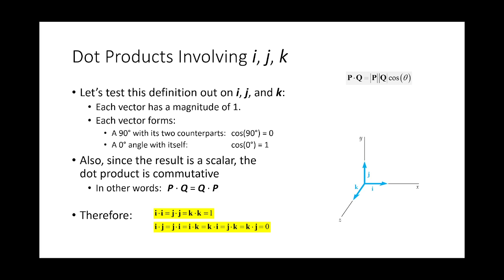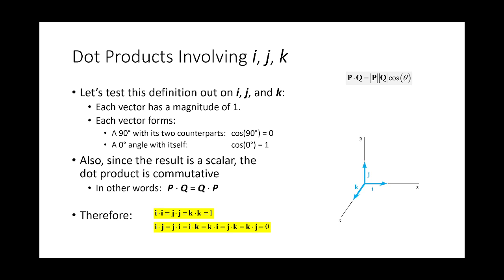So let's think about what that means. Let's take one of these vectors and dot it with itself. So let's take I dot I. The magnitude of I is 1, right? So if I go back to my definition, I want the value of the dot product to be the magnitude of the two vectors times the cosine of the angle between them. What is the angle formed between I and I? It's 0, right? So if I take the magnitude of I, 1, times the magnitude of I, 1, times the cosine of 0, 1, what's 1 times 1 times 1?